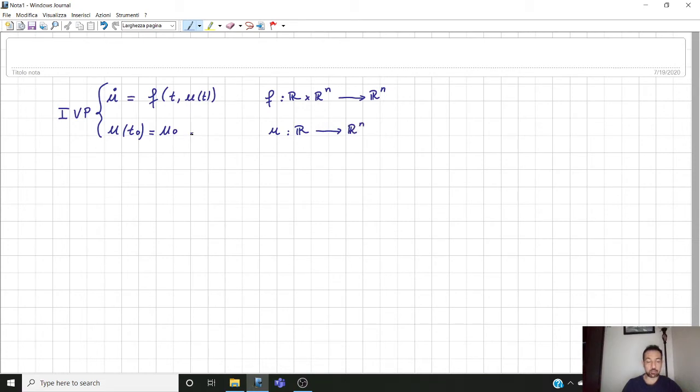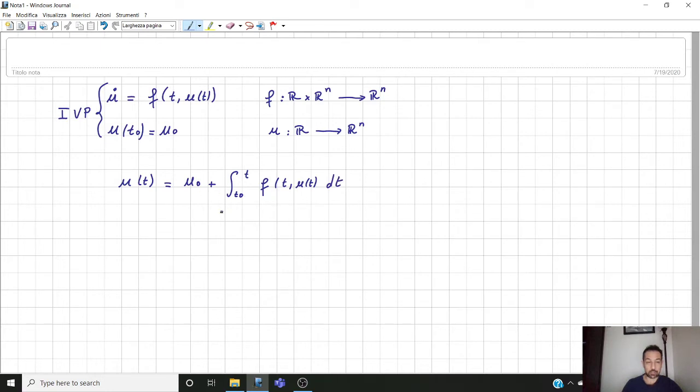The same initial value problem can be written in the form of an integral equation. So we're going to rewrite this as u of t. The form I'm about to write is equivalent to the initial value problem we just wrote: u sub 0 plus the integral from t0 to t of f(t, u(t)) dt.